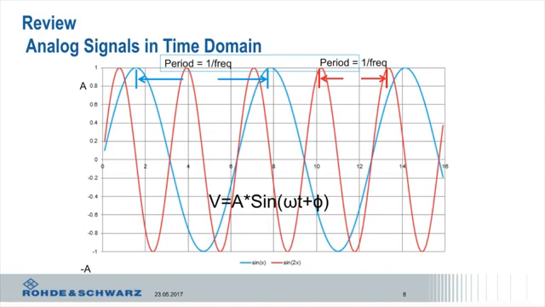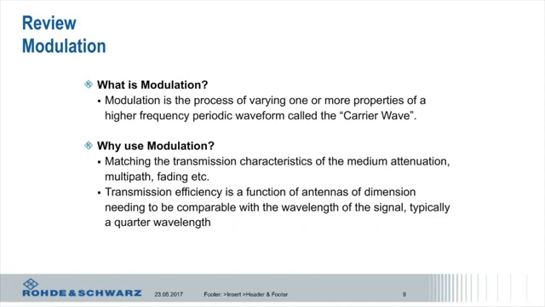So what does it look like? Well, it's the process of varying one or more of these characteristics of the carrier wave. And why do you do it? Again, we want to match the transmission characteristics of the medium, depending on where and how. The transmission efficiency also is a function of the antenna. On your cell phone, you might not even see your antenna, it might be a small wire sticking up, or you might see on the side of the road by a military base some huge dishes. These are all different types of antennas that are governed by the characteristics of the frequency or modulation that we're using.